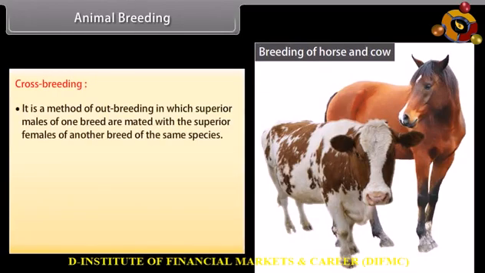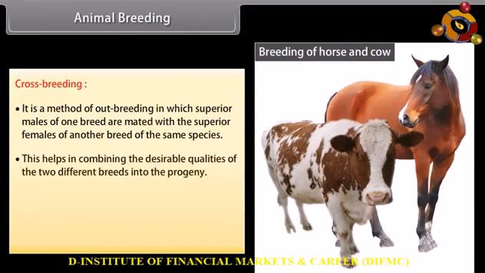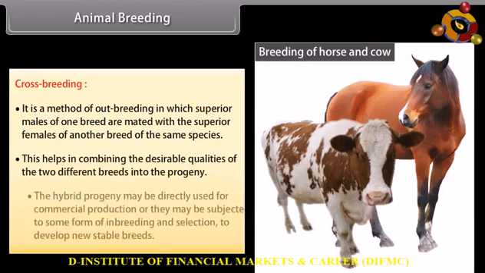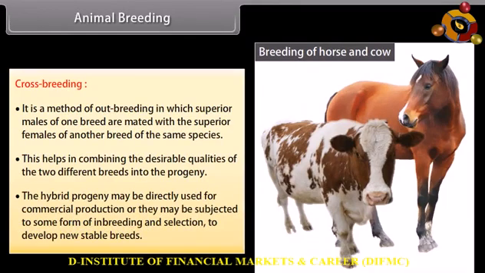Crossbreeding. It is a method of outbreeding in which superior males of one breed are mated with the superior females of another breed of the same species. This helps in combining the desirable qualities of the two different breeds into the progeny. The hybrid progeny may be directly used for commercial production, or they may be subjected to some form of inbreeding and selection to develop new stable breeds.